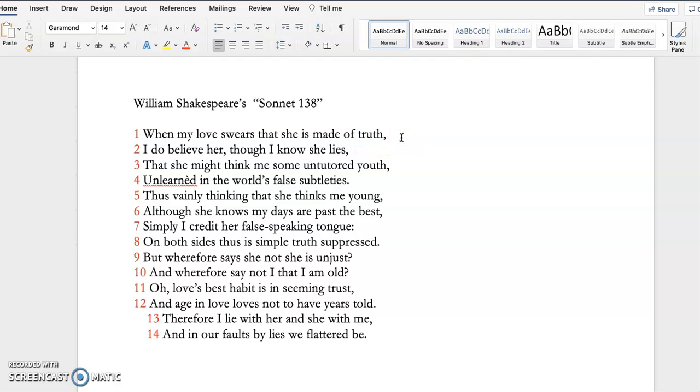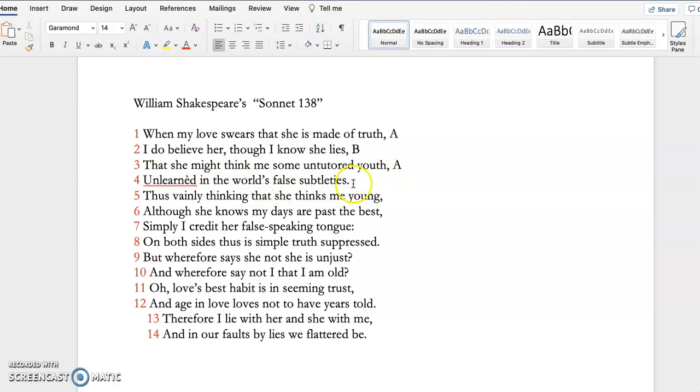Let's start with the first one. "When my love swears that she's made of truth," truth is its first rhyme. That's A, okay? "Now, I do believe her, though I know she lies." Does lies rhyme with truth? It doesn't, so we give this one a B. You go in alphabetical order as you're counting the rhymes. "That she might think me some untutored youth." Youth rhymes with truth, so A, okay?